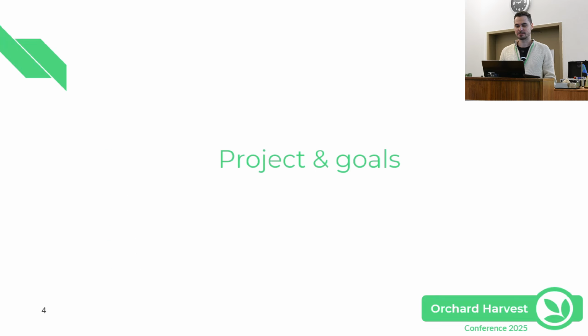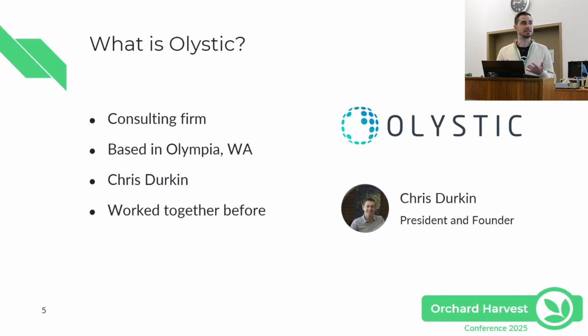Let's move forward. So let's talk about Olystic. What is Olystic? This website is the Olystic company's website. Olystic is a consulting firm based in Olympia, Washington. Chris Durkin, our client, is actually sitting among us. He's the president and founder of Olystic, and he will introduce his company properly after my talk during the Q&A section. I just want to mention that we worked together before, our companies, on client projects, and this time he asked us to develop the new website of his company.